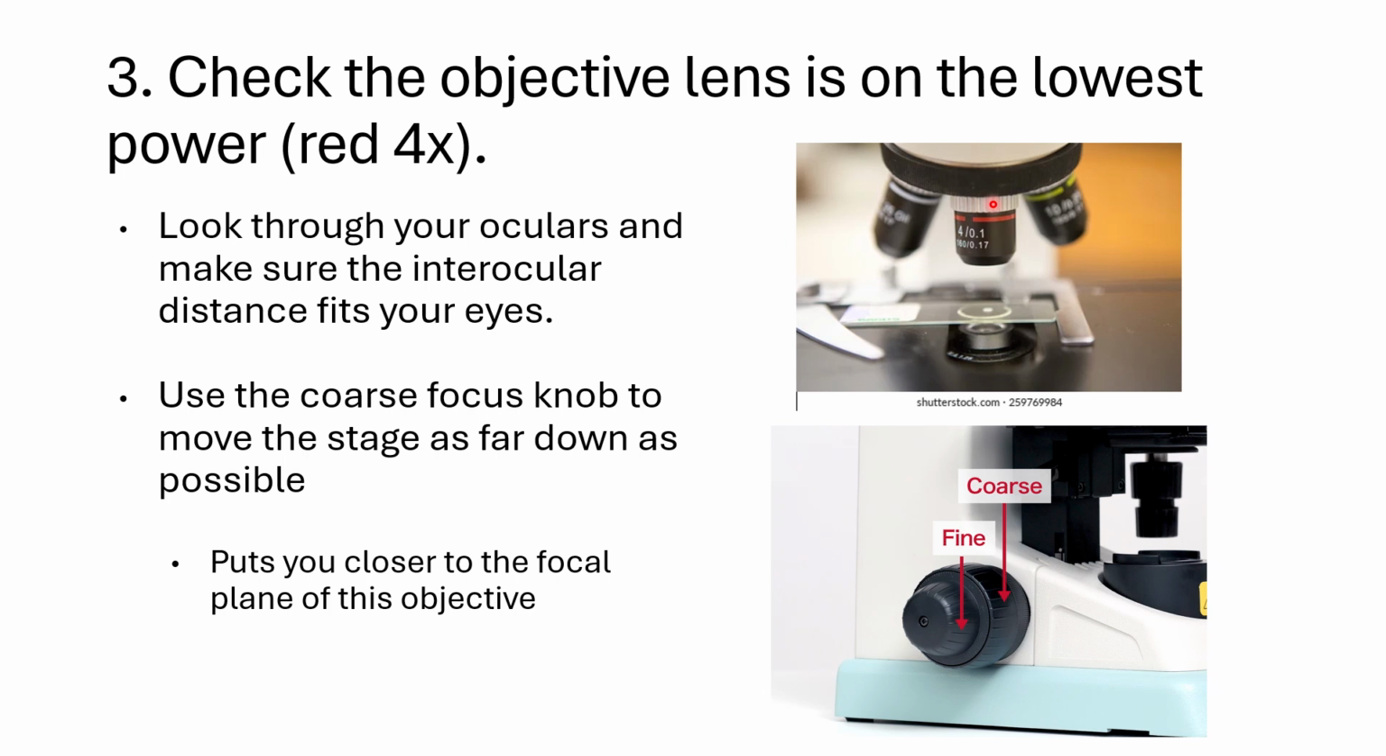So once we have everything on, we have light, and we're on our lowest objective power, go ahead and look through your ocular lenses, and you want to get everything into focus, okay? For the tissues we're looking at, they're going to be like a pink-purple color. In lab, for our practice, we're going to be looking at the letter E. So you want to use your coarse focus knob on the side of the microscope to focus it so you can see the letter E. Okay, or if we're looking at tissues, that sort of pink purple color.